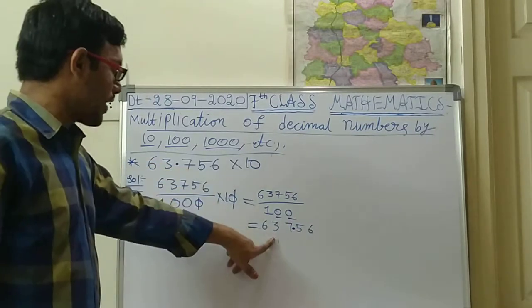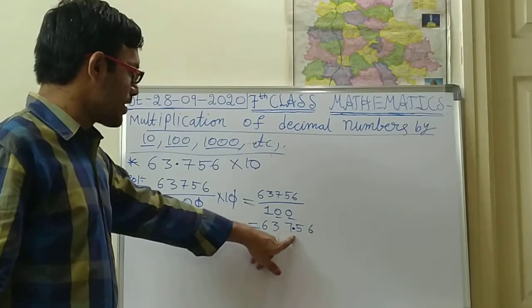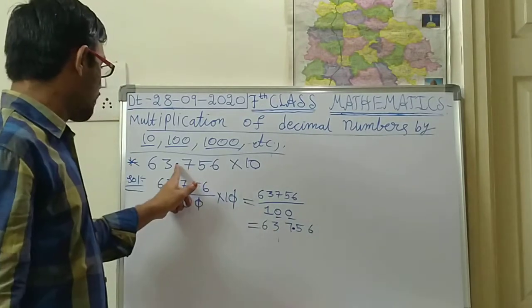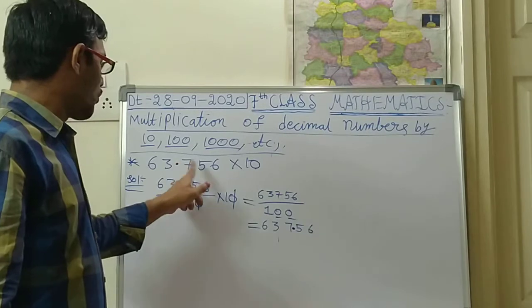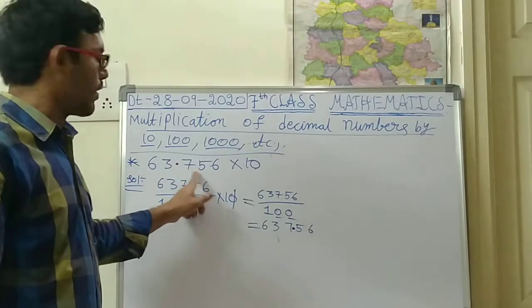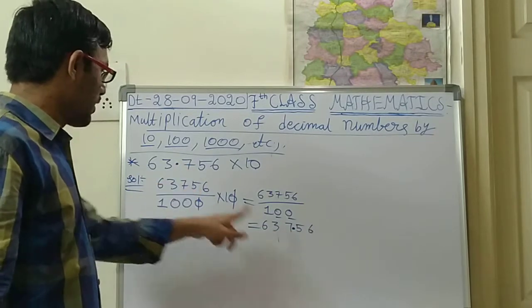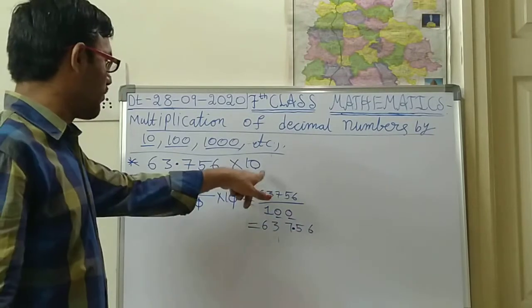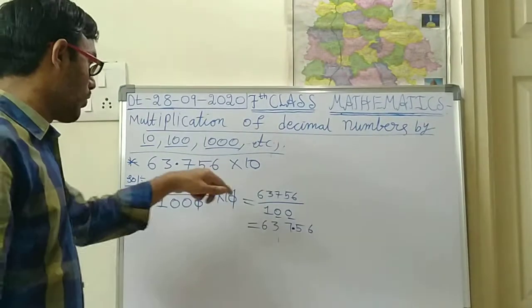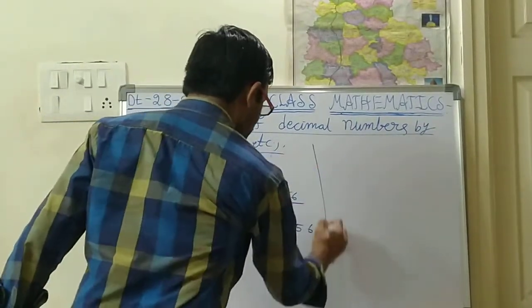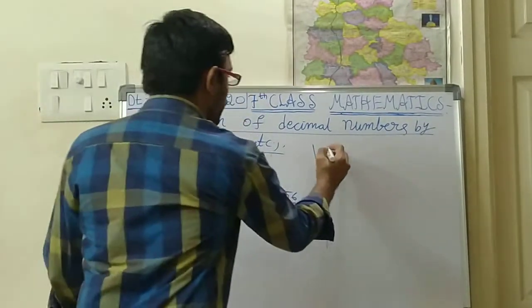Here in the question 63.756 is there, but here in the answer 637.56. So decimal point has moved one step towards the right side. Is it right? Here before 7 is there, but here after 7 is there. If it is multiplied with the 10, now we shall see. If this is multiplied with 100 means what will happen?